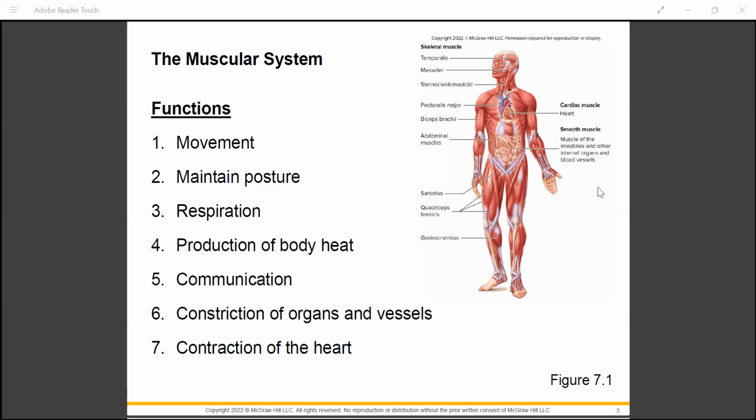constriction of organs and vessels. So as we said, stuff like our stomach, our bladder, our blood vessels, they're going to have muscle in them so that they can actually move and function. So our stomach has to be able to churn up our food. Our bladder has to be able to squeeze out the urine, and our blood vessels have to be able to change diameter. And then, of course, cardiac muscle is responsible for contraction of the heart.